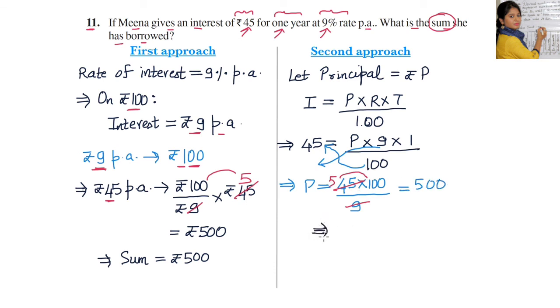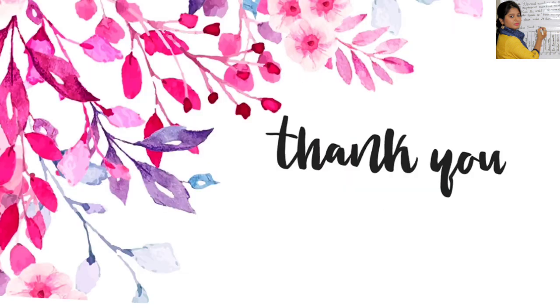See, using the equation form or the formula, we have directly found the sum that Meena has borrowed. I hope this approach will be easier for you, right? So if interest of rupees 45 for 1 year at 9% rate per annum is there, Meena must have borrowed rupees 500. In this way, we will solve this type of question.